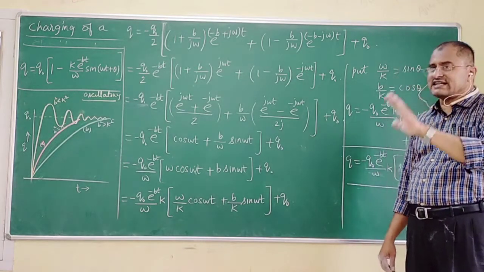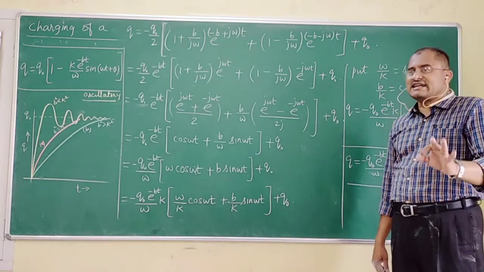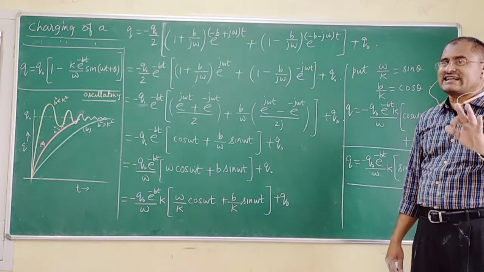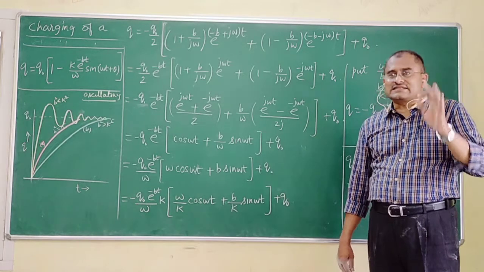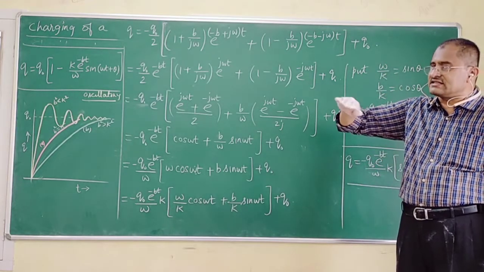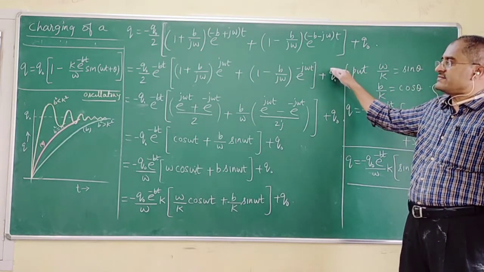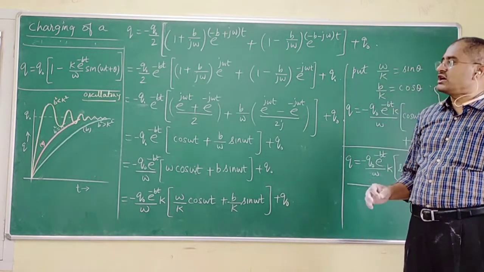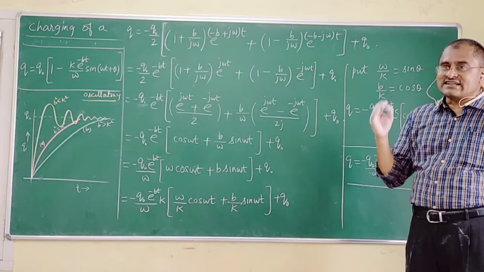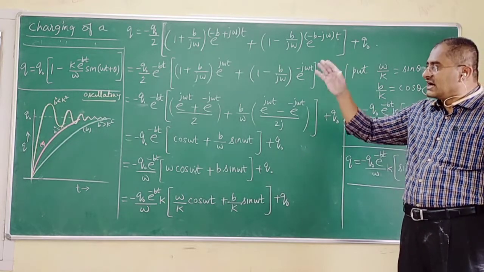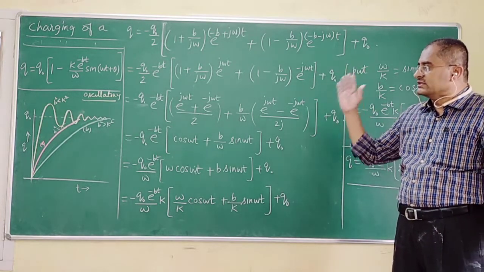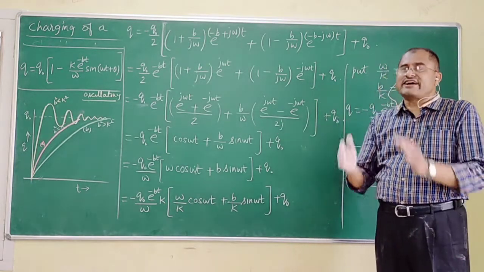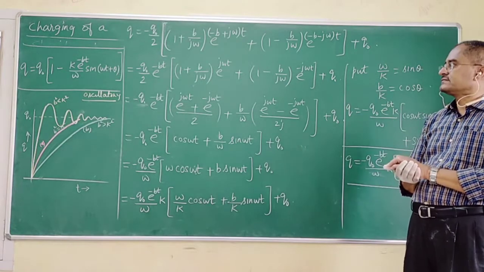If b squared is equal to k squared, it is critically damped. When b squared is greater than k squared, the charge is dead beat, which means the charge rises steadily until it reaches its maximum value. When b squared is less than k squared, the charge is oscillatory. It oscillates above and below the maximum value q naught until it settles to the final value q naught.